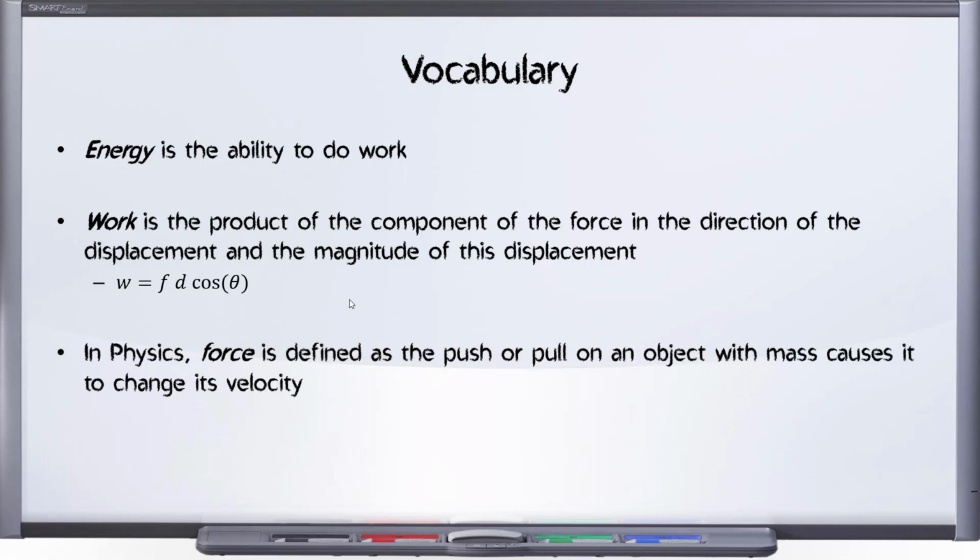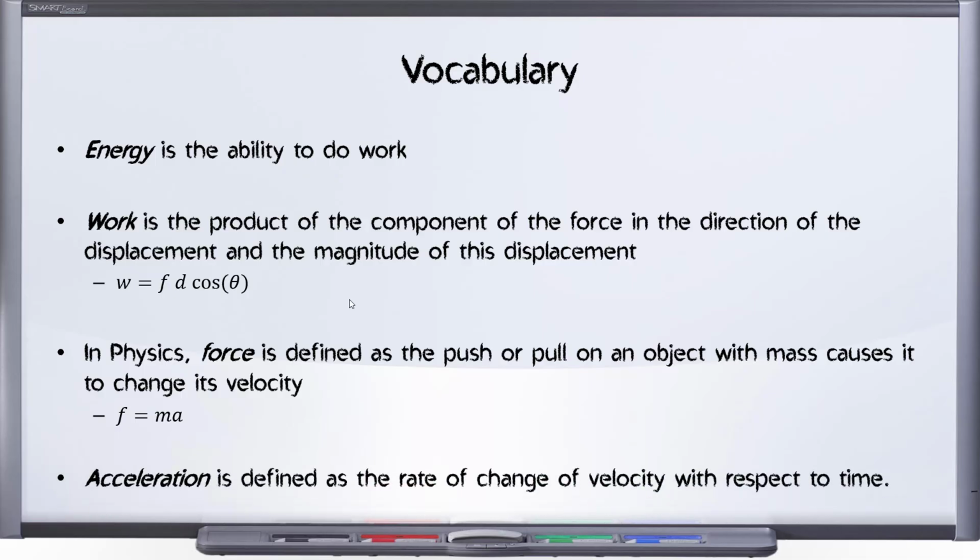And then we had force. Force is the push or pull on a mass causing it to change its velocity. F equals ma, where acceleration is defined as the rate of change of velocity with respect to time. So if an object with mass is changing its velocity, we are observing what we call a force. And we can measure the amount of force using the acceleration. The acceleration is just how much the velocity changed divided by how long it took to make that change. And that will give us the amount of force.